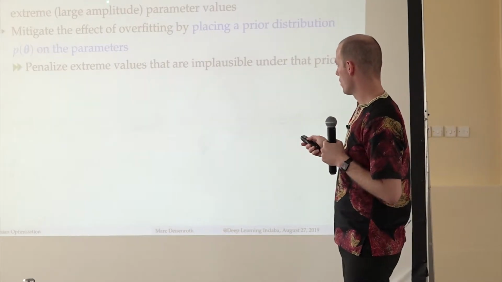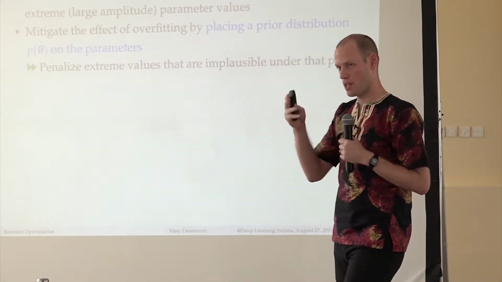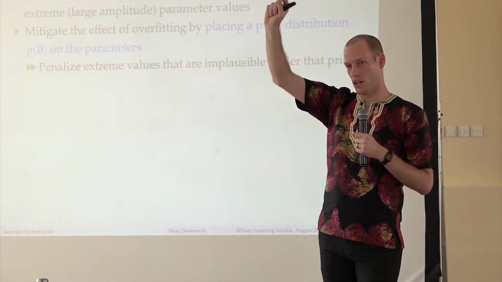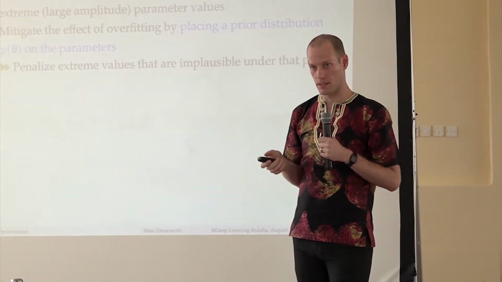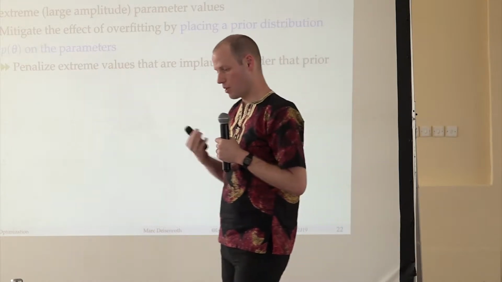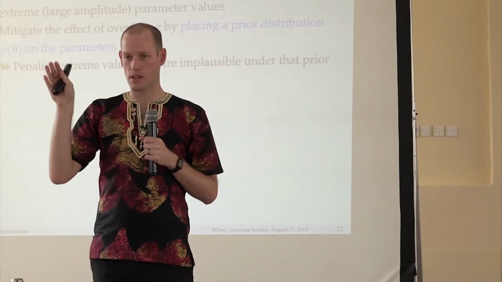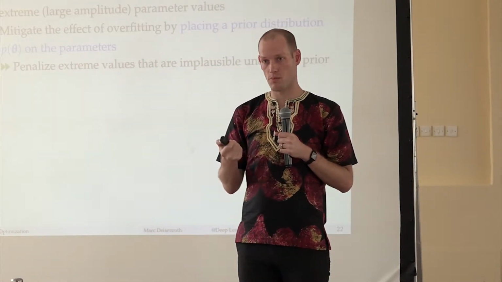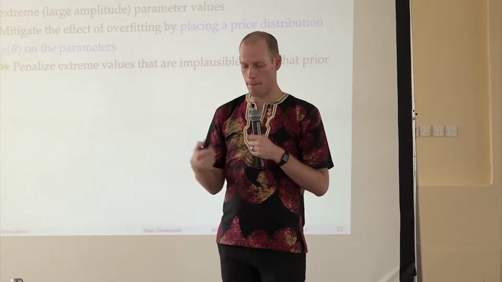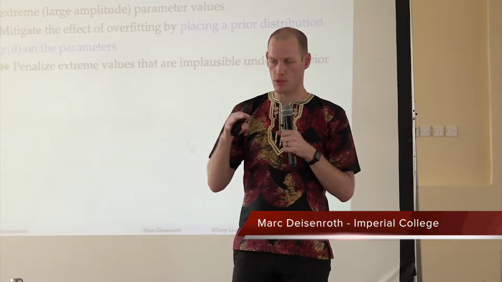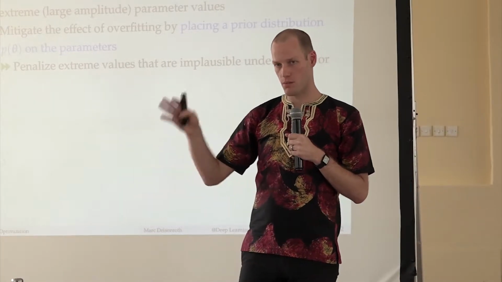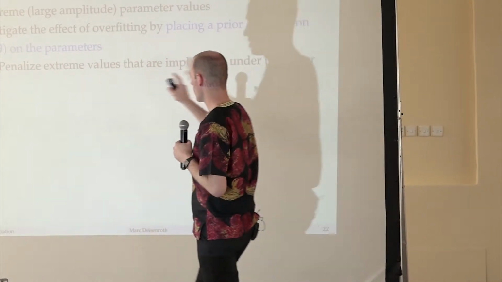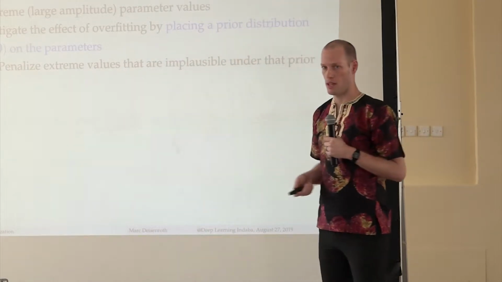What you often observe is that in parametric models, if you start overfitting, then these parameters go pretty wild in terms of amplitudes. You have very large values and very large negative values. So one way to tell these parameters they shouldn't go too far away from 0 is to put a prior distribution on those parameters. Every time you go into the tails of the prior distribution, you get a pretty large penalty. This is one way to penalize extreme values that are implausible under the prior distribution.